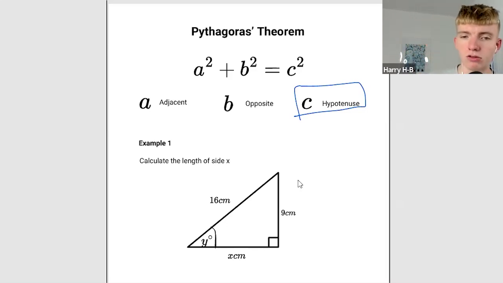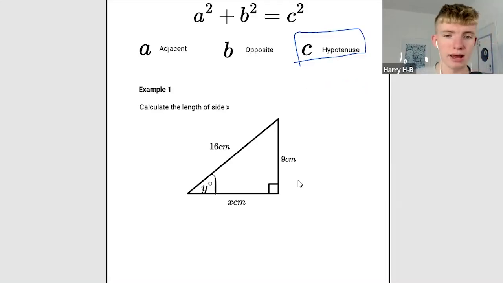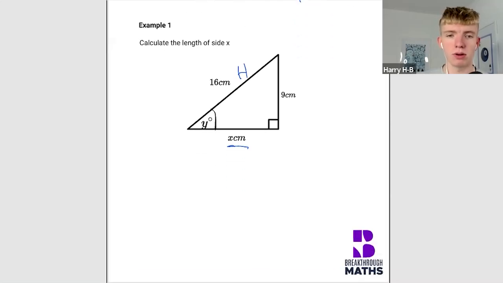So in this case, we're asked to calculate the length of side x. So this one at the bottom here. So we label our triangle. We find our hypotenuse, which is quite clearly the 16 centimeters. And we can plug this into our Pythagoras theorem equation. So a squared plus b squared equals c squared. I'm going to take, so this one is the adjacent. So x squared plus 9 squared, because that's our opposite, is equal to 16 squared.